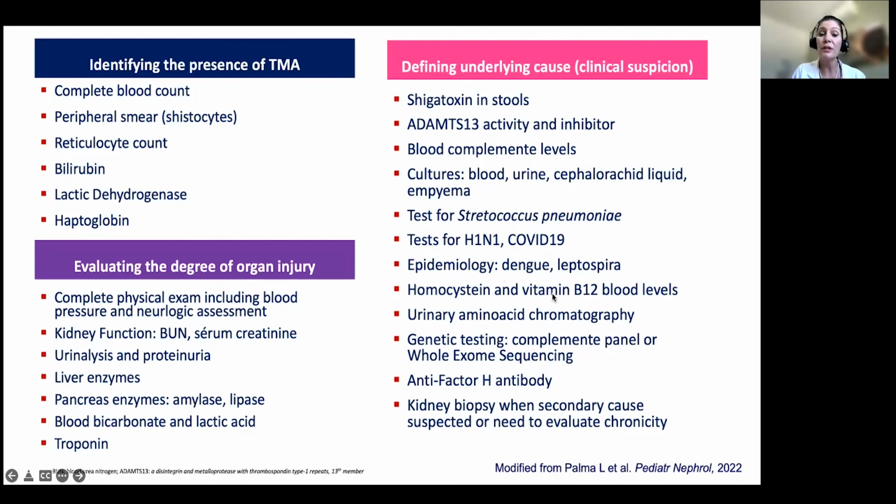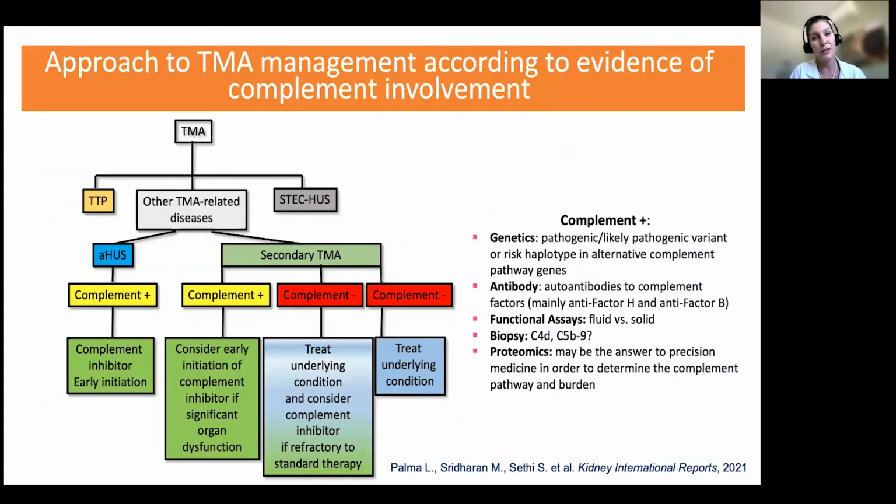Collect homocysteine and vitamin B12. If you have a high homocysteine level with a normal B12 level, you should think cobalamin defect and start immediate hydroxycobalamin. Also, genetic testing may not be available to start treatment, but may be available for you to see if you should continue or not with treatment with complement blockade.